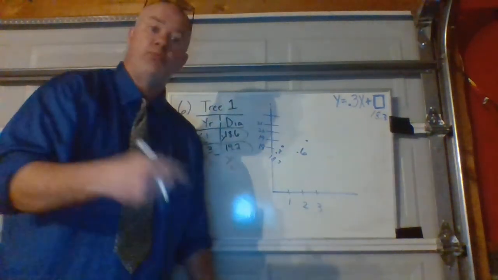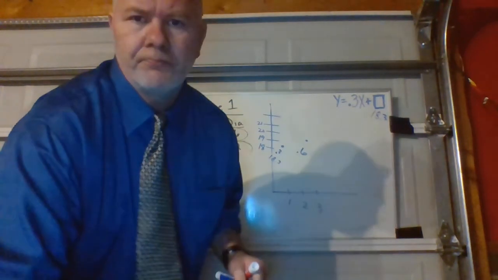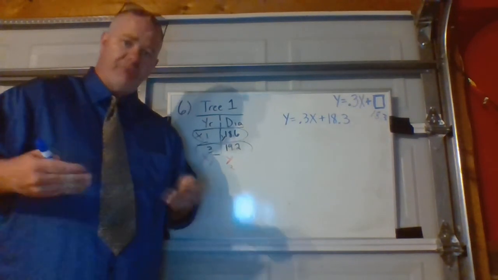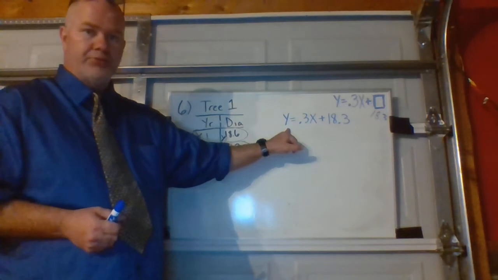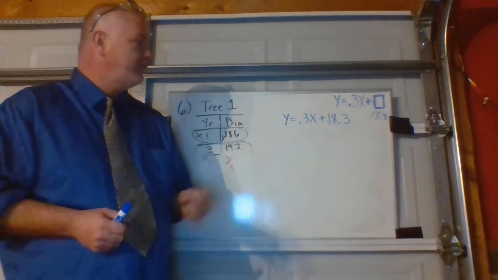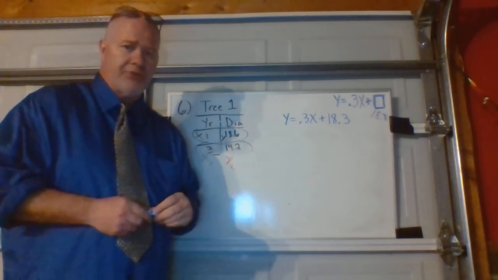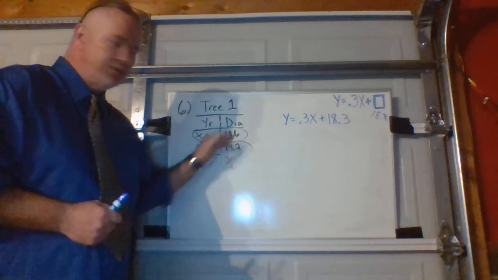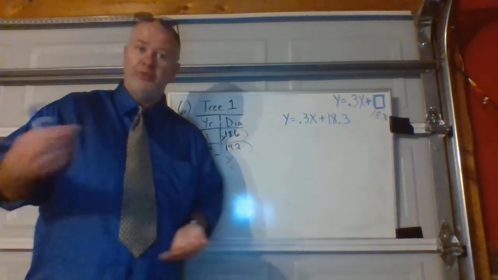At this point in time, we're done. Let's just take a look at another view on this. We're just going to check our final answer. We're saying that this is the final equation: y equals 0.3x plus 18.3. If that is the correct equation, that means we can take any of these points, plug them into the equation, and it should work out. We should get a match.